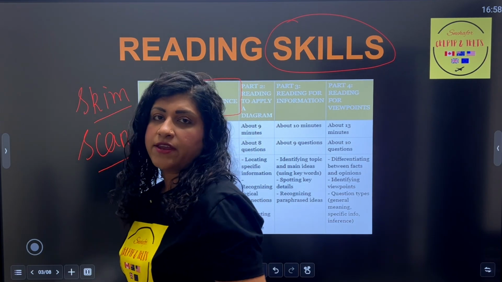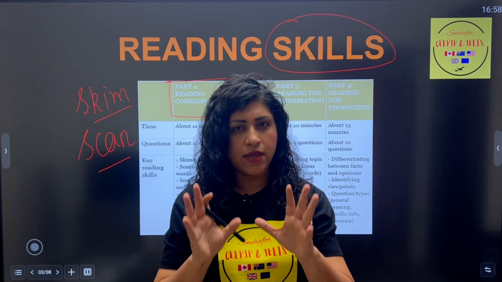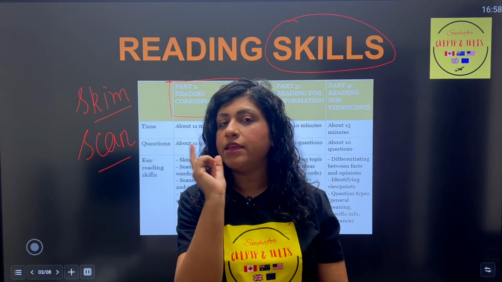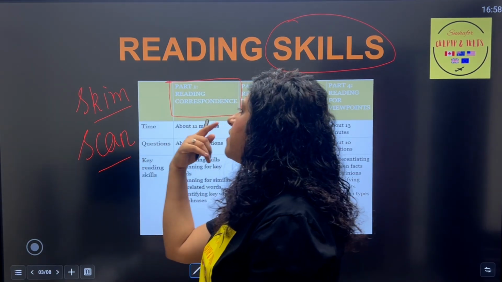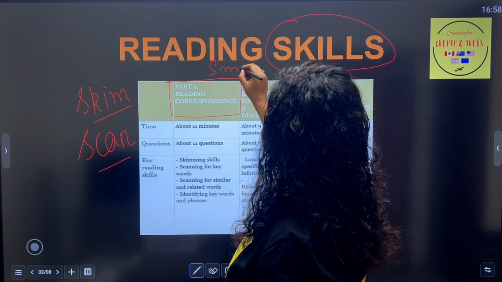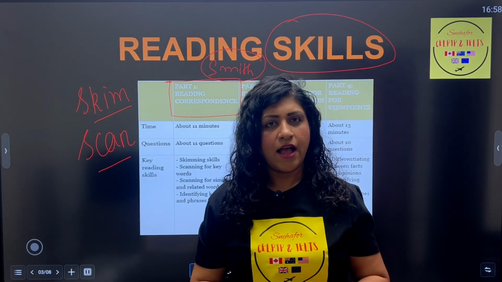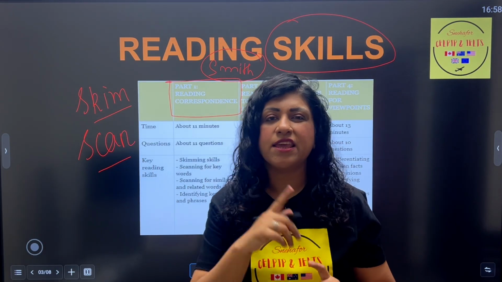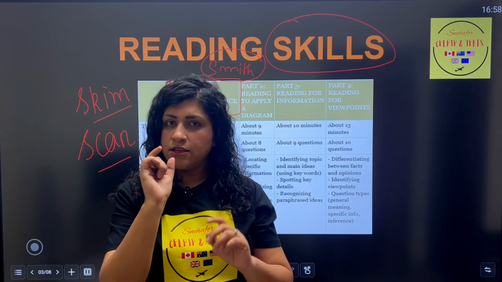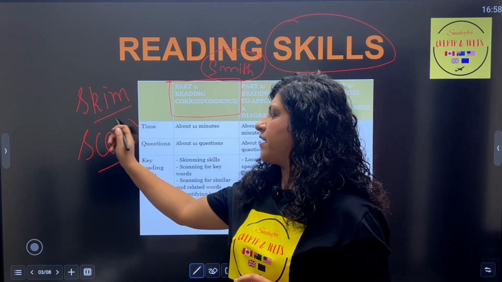Now, scan is when you move your eyes very quickly around the text. You're searching for some key information and you're moving your eyes very quickly around the text just to find that key information. For example, let's say there is some name, let's say Smith, given in the text. And you are searching for this name in the whole text. So you will be moving your eyes very quickly around the text just to search for this key information. So that is called scanning.